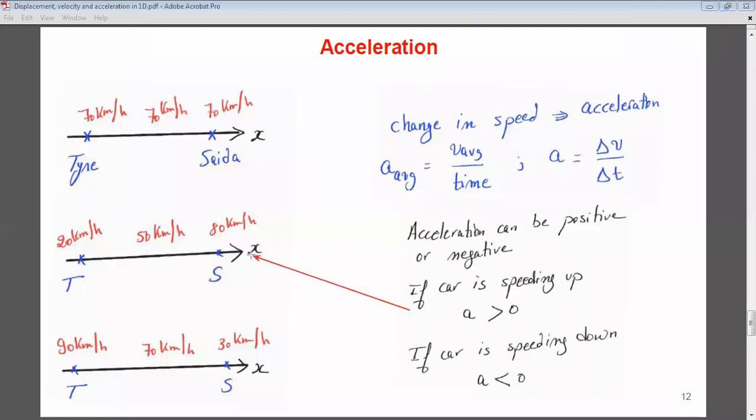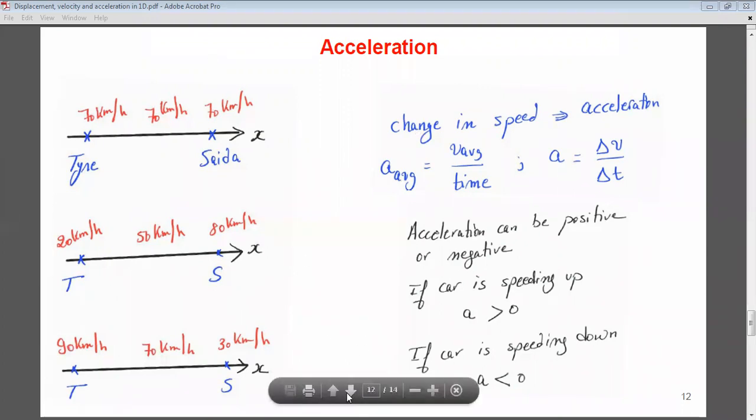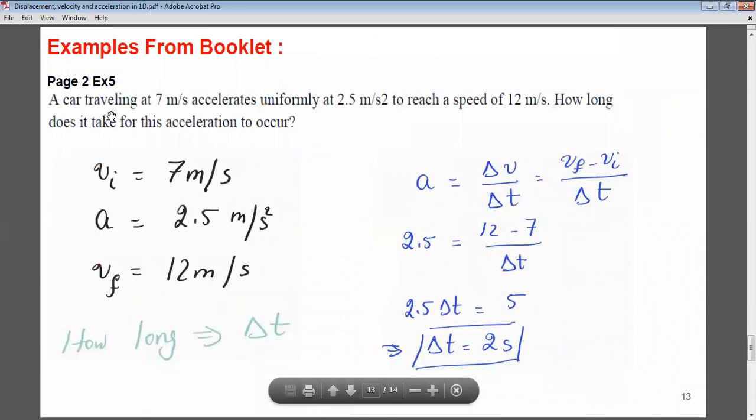If it's speeding up, acceleration is positive. If it's speeding down, acceleration is negative. However, A average is a positive quantity. Okay. Now, let's do examples on that. Also, it's from your booklet.